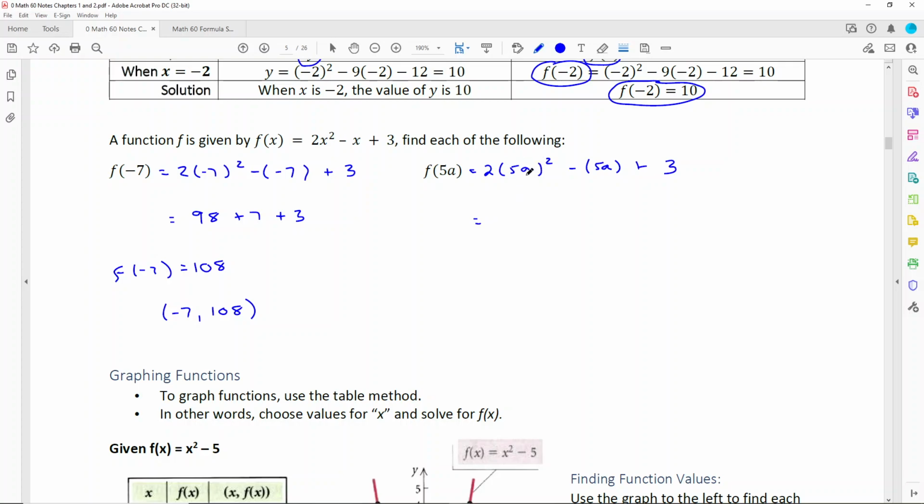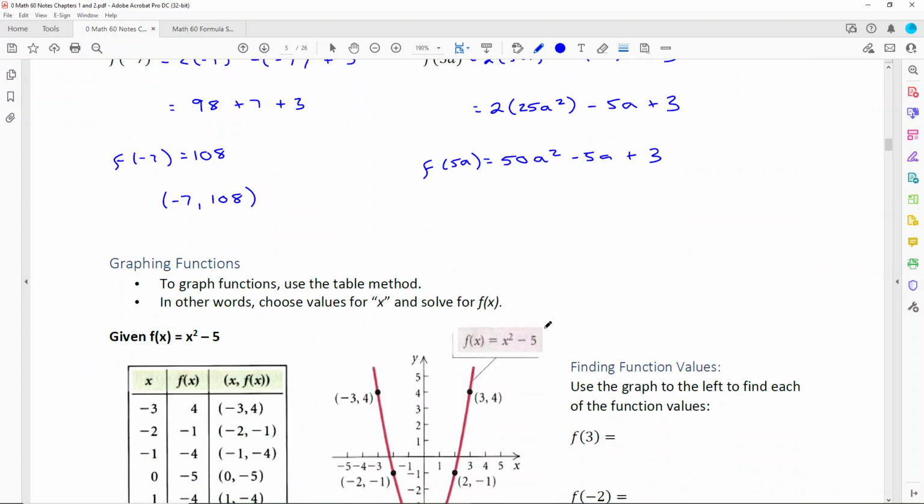This is 2 times 5a all squared, so I'm going to square the 5 and square the a. So this is 2 times 25a squared. You could also think of that as 5a times 5a, right, instead of expanding the exponent through, minus 5a plus 3. And then to simplify, I get 50a squared minus 5a plus 3. So the value of your function at 5a is 50a squared minus 5a plus 3. Awesome. All right, one more.